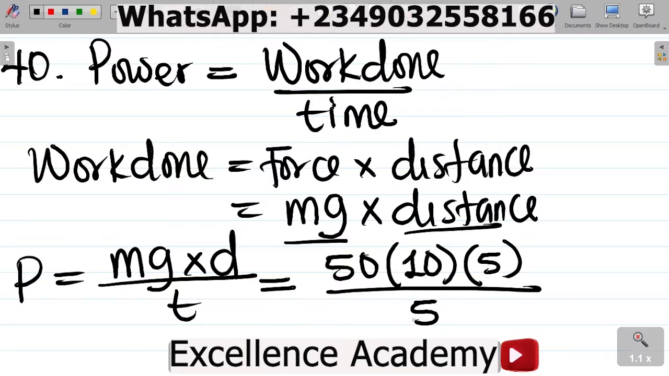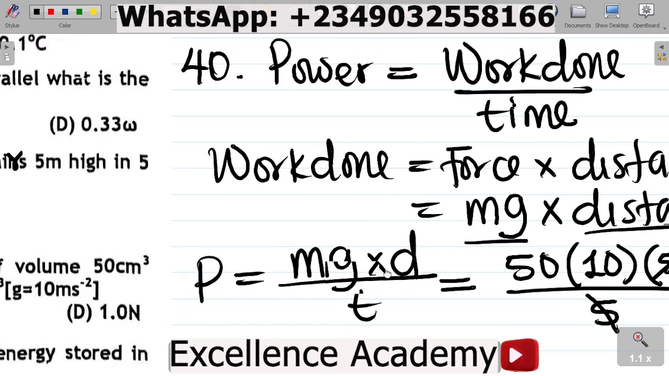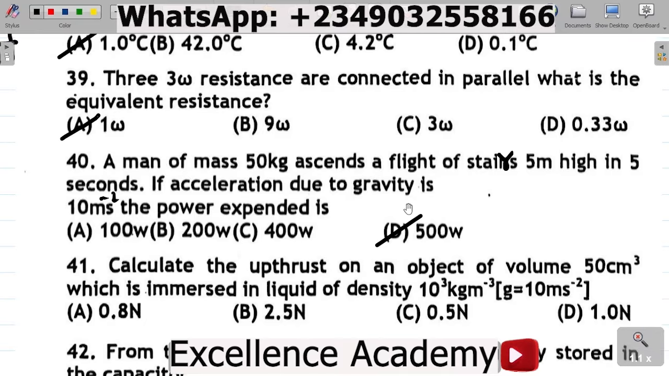So let's solve this. From here, obviously 5 cancels 5. So it's gone. And that becomes 50 times 10. 50 times 10 gives you 500. You're asked to find power. Power is measured in watts. So I have my answer as 500 watts. So let's see which option that is. That is option D, 500 watts. So this is the answer to question number 40.